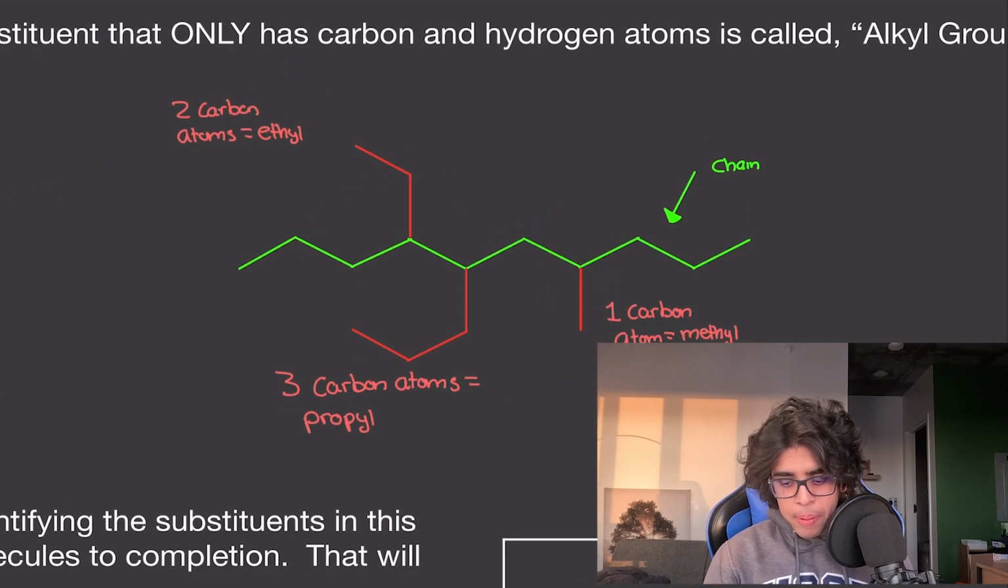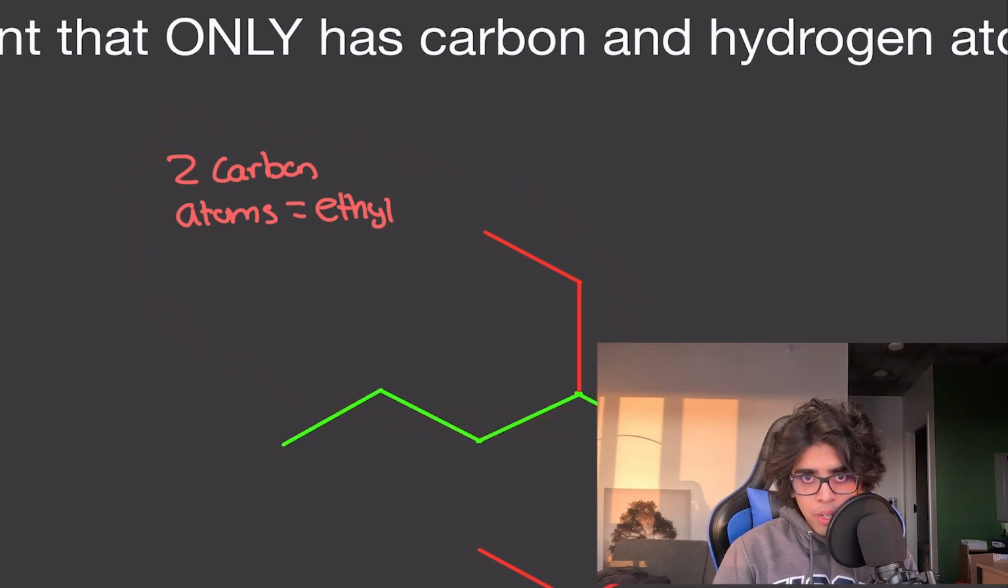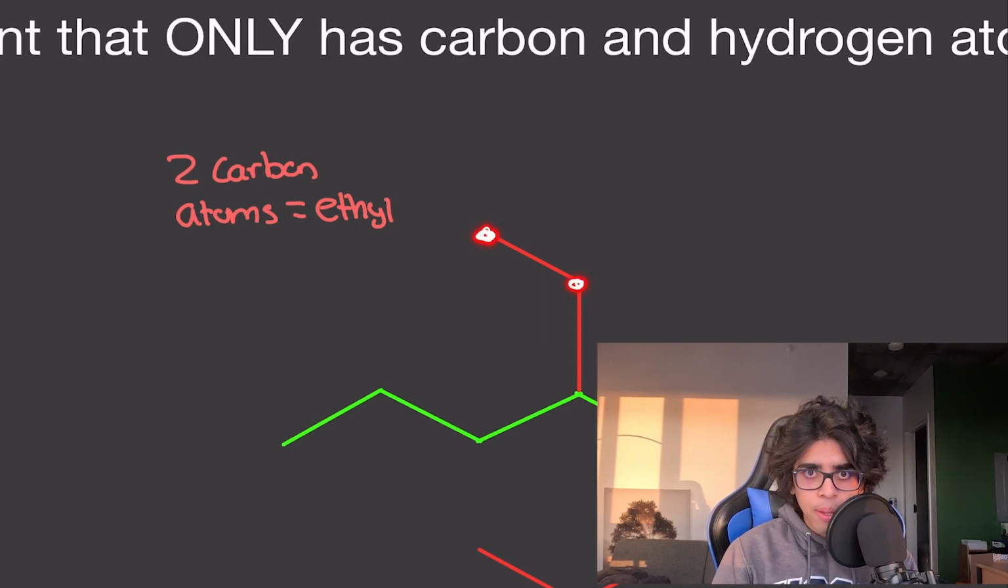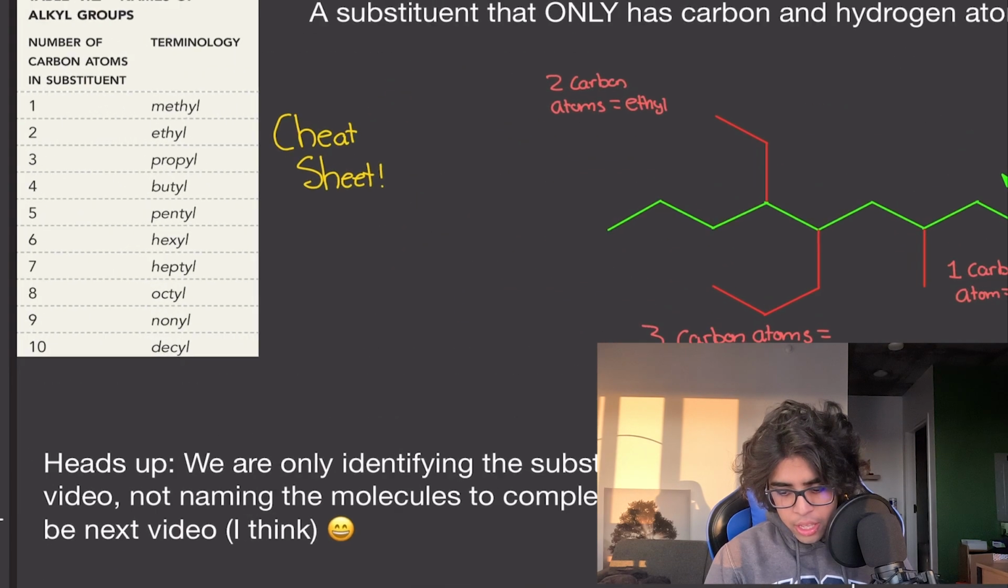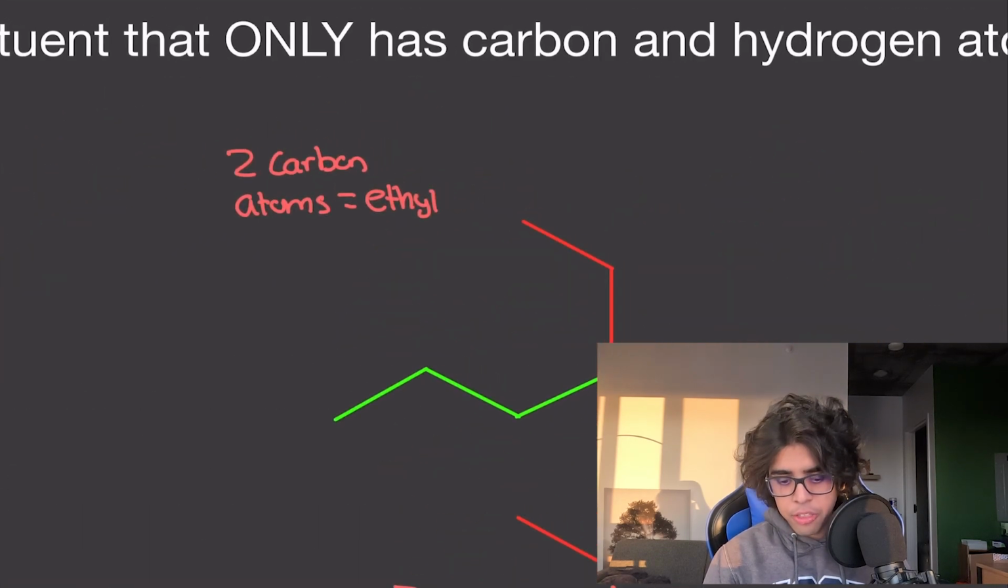So the green part is the parent chain. Let's talk about this top piece right here, this side chain. It has 2 carbon atoms attached to it. One here and one here. We do not include the one attached to the parent group. So it has 2 carbon atoms away from the parent chain. And since 2 carbon atoms corresponds with ethyl, this is called an ethyl group.